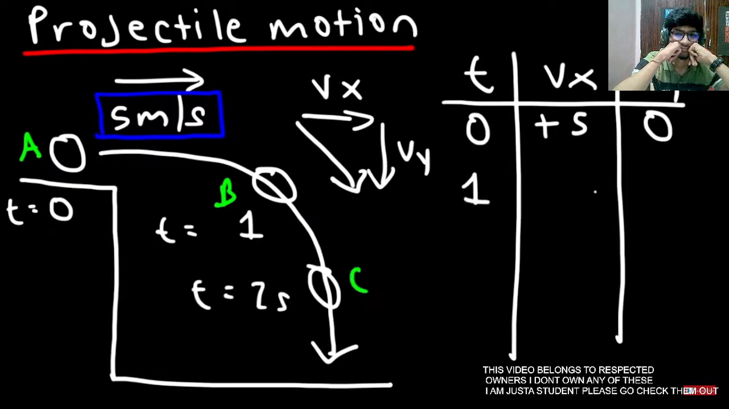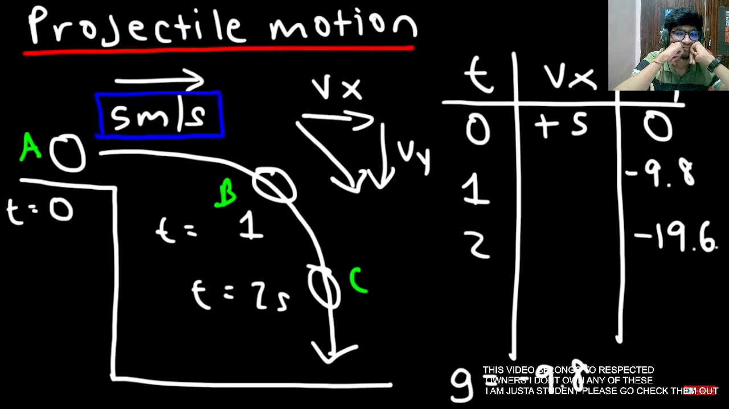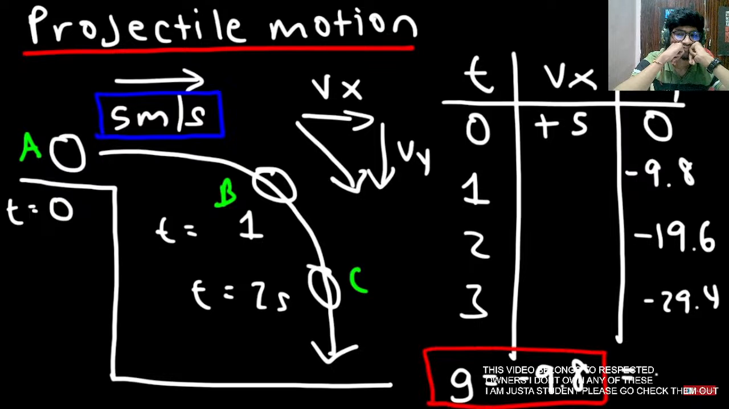One second later, we know what vy is going to be. Due to gravitational acceleration, the vertical velocity will decrease by 9.8 every second. So 2 seconds later, it will be negative 19.6. 3 seconds later, negative 29.4. Now what about vx? It's important to understand that g, negative 9.8, is a vertical acceleration, not a horizontal acceleration. It's not ax, but it's ay. So this number does not affect vx.